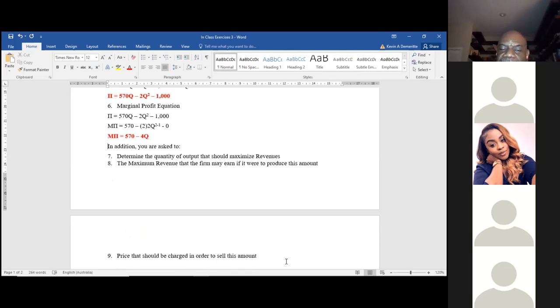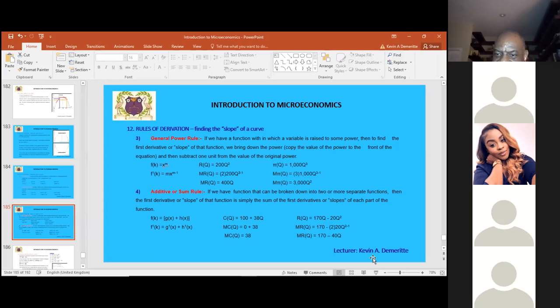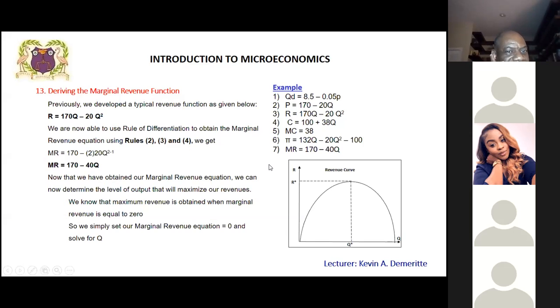Okay, so then, determine the quantity of output that will maximize revenues. How do we do that? Let's go back to our notes. Use the revenue equation. Say again? You would use the revenue equation. Hang on. Why not just plug in the numbers? Let's go to the notes.